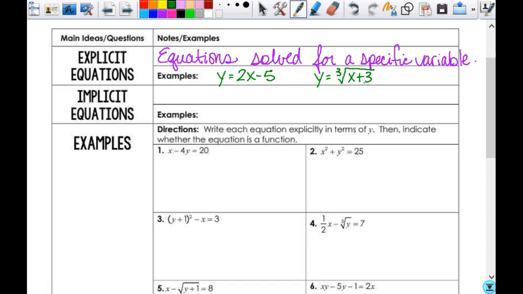So implicit is just the opposite of that. This would be equations not solved for a specific variable.